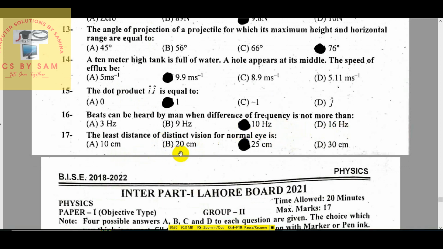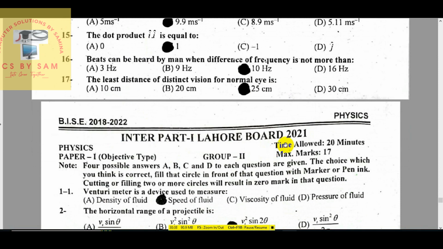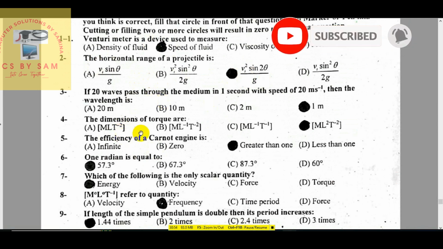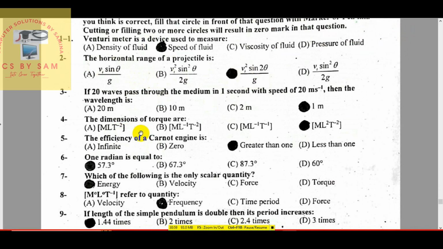The least distance of distinct vision for normal eye is 25 centimeter. A venturimeter is a device used to measure the speed of the fluid. The horizontal range of the projectile is this one. If 20 waves pass through the medium in 1 second with speed of 20 meter per second, then the wavelength is 1 meter. The dimensions of the torque are M L square T minus 2.